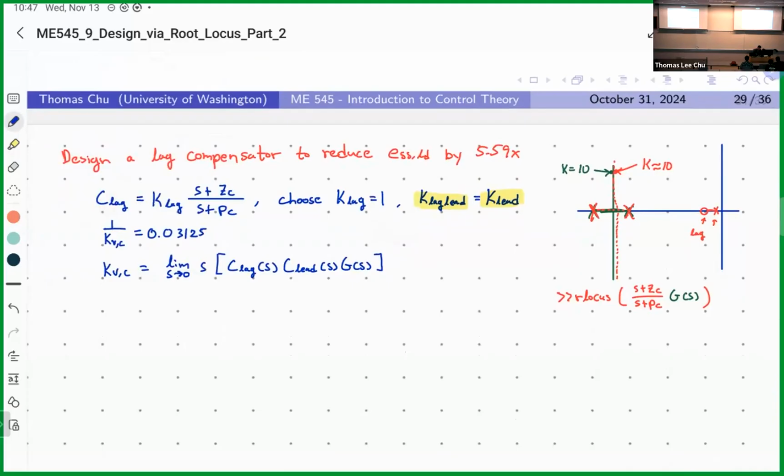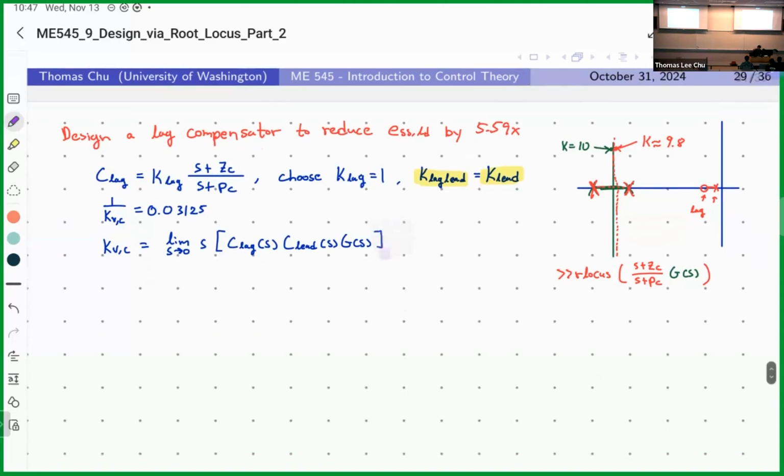Technically, this would probably be more like maybe 9.8, but because all of this is based off of approximation, it does not matter. Choosing 9.8 versus choosing 10 is going to be observable in MATLAB, but in real life, you're not going to be able to observe the difference in the transient response.